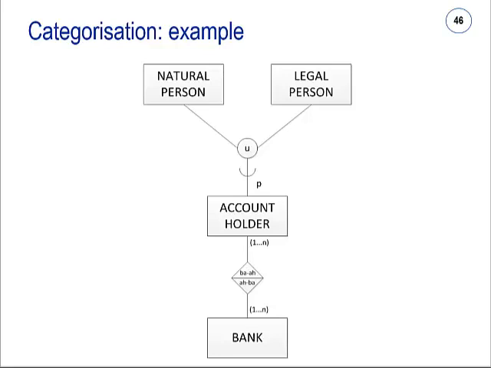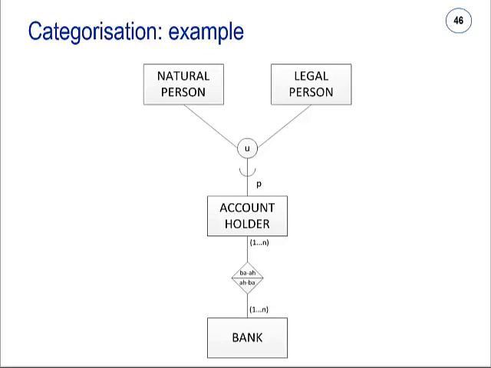An account holder is a category, is then a subset of the union of the entities of the respective superclasses. So in this particular case, the account holder can consist of entities such as John Smith and IBM, right? So it has two different entities, an entity being a natural person and another one being a legal person. So the category subclass in this particular case is a subset of the union of the entities of the superclasses.